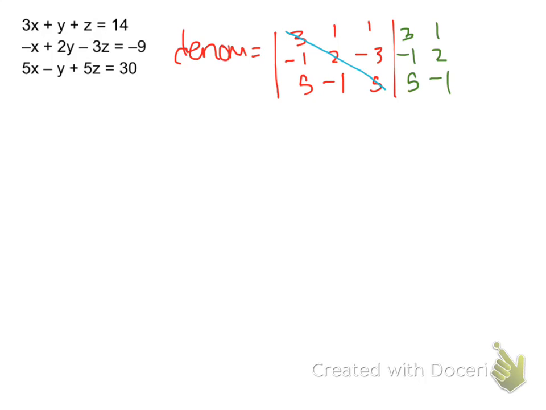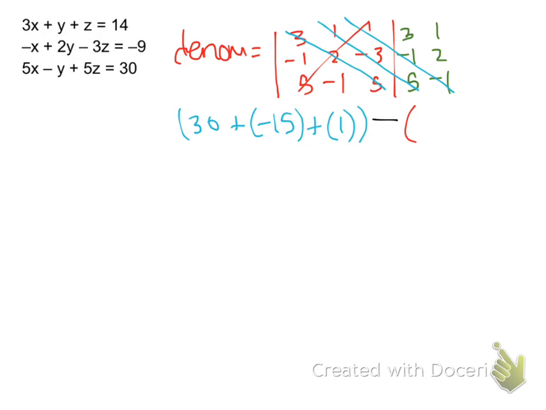If I look at my down diagonals, I'm going to get 30 plus, next down diagonal is -15, plus my next down diagonal is going to be a +1. Now I need to subtract my up diagonals. So my up diagonals are going to be, whoops, that's going to be a +10 plus 6 plus a -5.